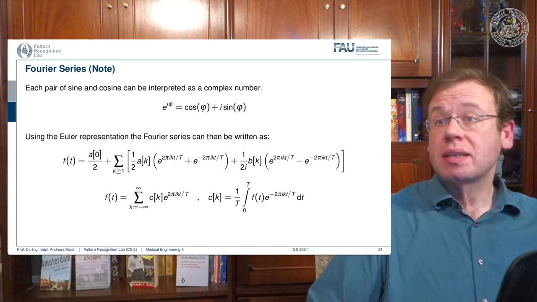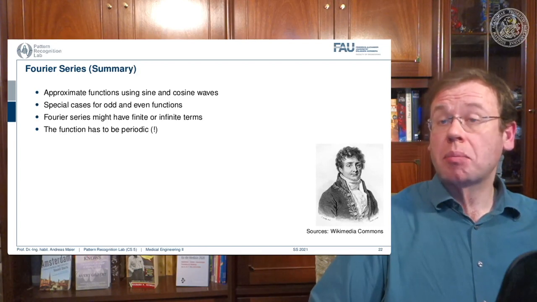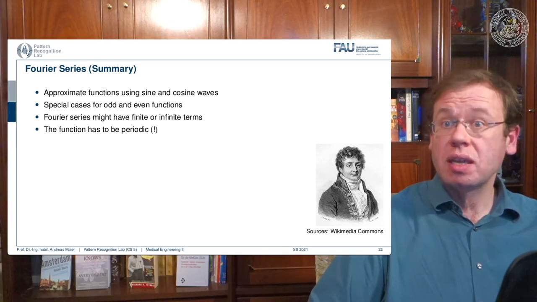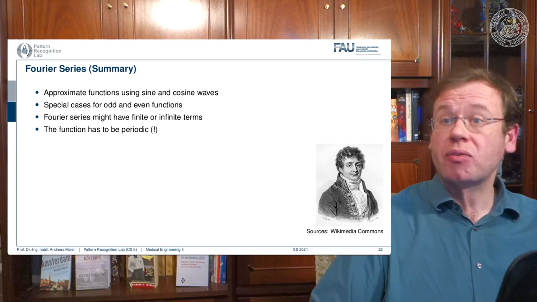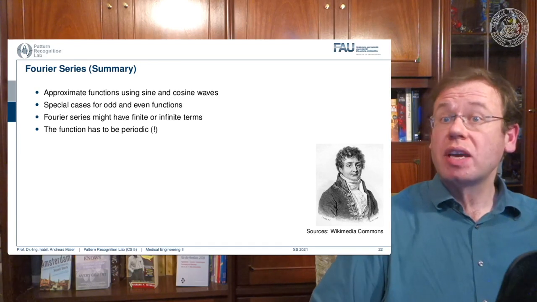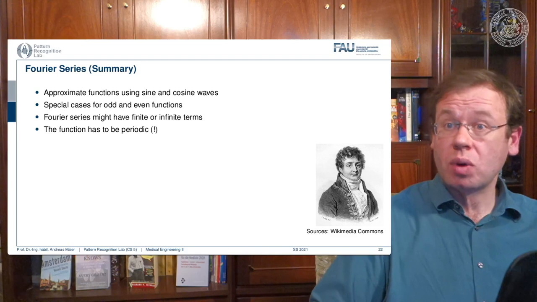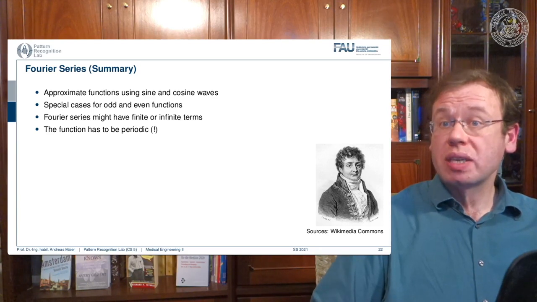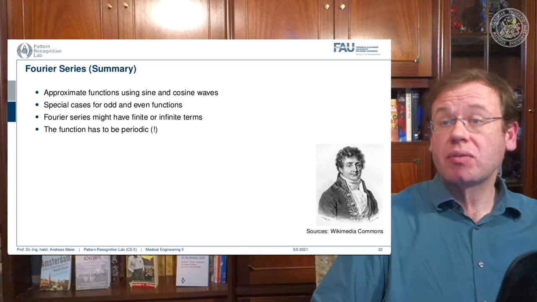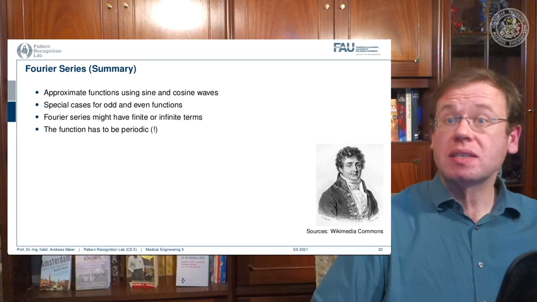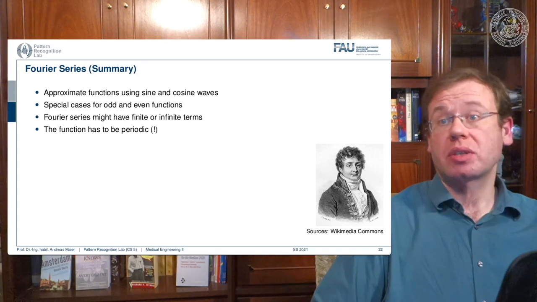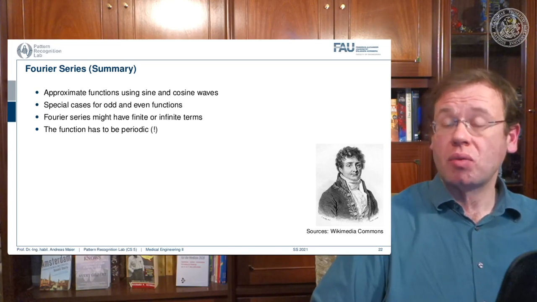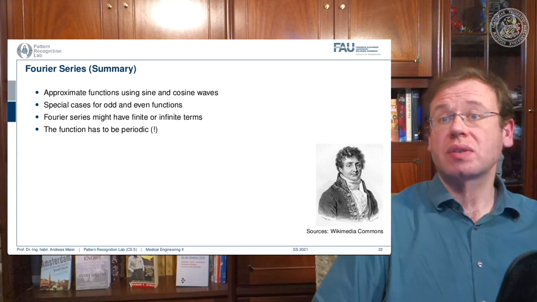And this is already the summary of our Fourier series. So we can approximate functions using sine and cosine waves. And we can then completely describe the function using the coefficients that are associated with the respective frequencies of sine and cosine waves. We have some special cases for odd and even functions. In the one, we only need sine, and in the other one, we only need cosine functions. And the Fourier series might have finite or infinite terms, but all of this is only applicable to periodic functions. So the Fourier series requires periodic functions. And this theory, already 250 years old, is still very, very useful.